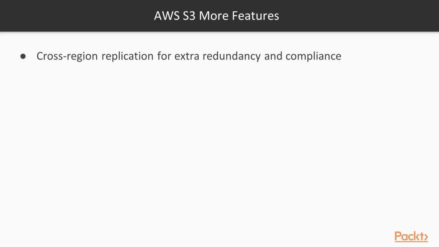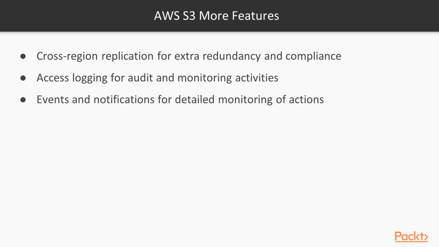And more about S3, we have cross-region replication for extra redundancy and compliance. If you enable cross-region replication, your objects in the bucket are replicated to another region for high availability and redundancy. And you can even do that for compliance reasons, to comply with the law or regulation. Access logging is available for S3 buckets and objects for audit and monitoring purposes. You can have events and notifications for detailed monitoring of actions happening inside your S3 buckets and objects.